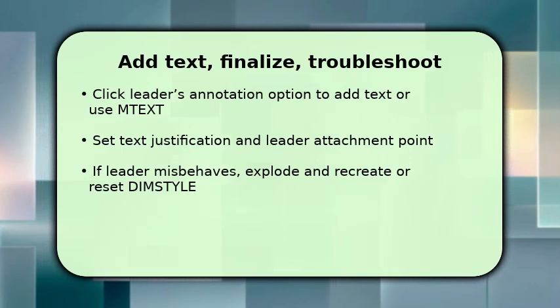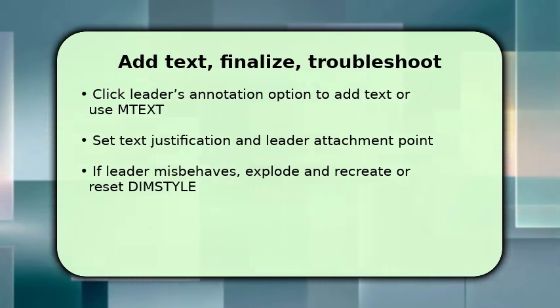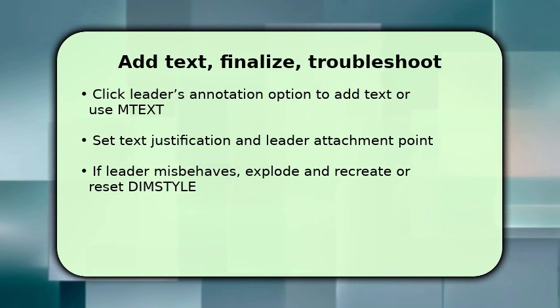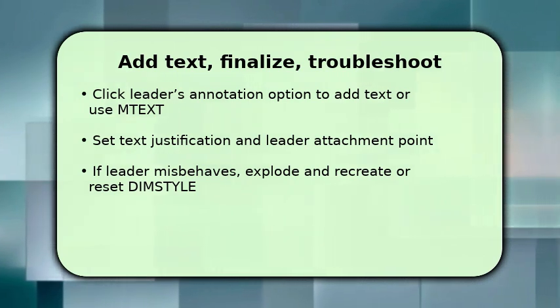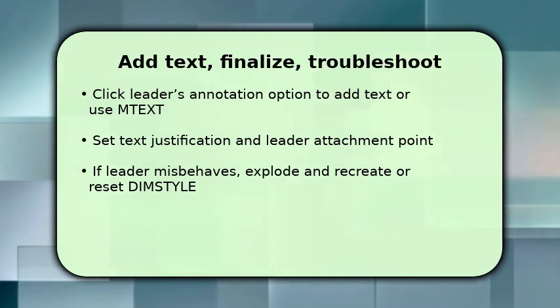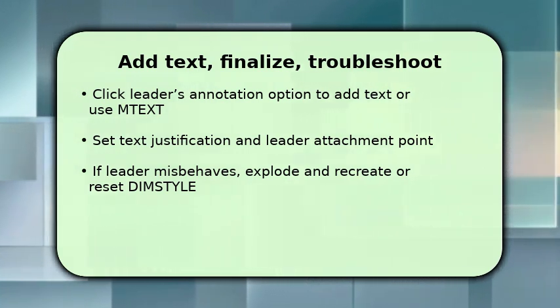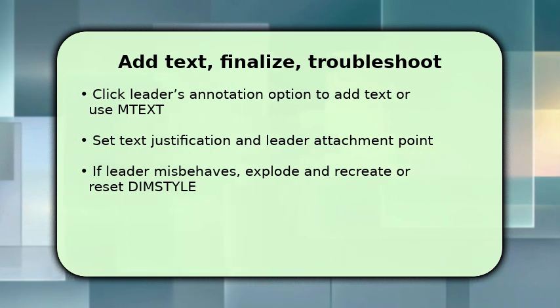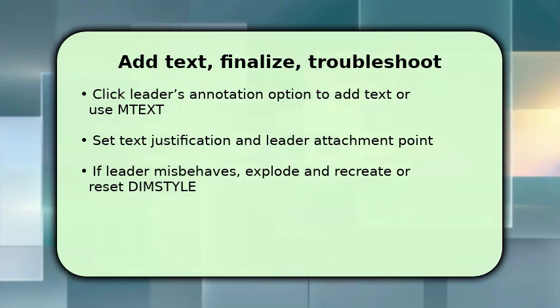Finish by attaching text. Click the leader's annotation prompt or use mText and type your note because readable content completes the callout. Align text justification and set the leader attachment point so moving either keeps the relation intact. Finally, save changes and check scales on layout.